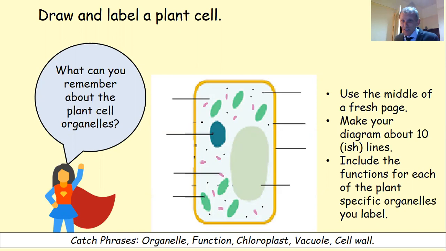So again, guys, give yourself a good crack of time here, a good 5-10 minutes, however long you need. Draw out this diagram in the middle of a fresh page, big diagram, make it about 10 or so lines, and nice clear labels. And where possible, if you can remember the function of the organelles, add them in. But on this diagram, you will only need to add the functions for the organelles that are specific to plant cells. So pause the video now, give yourself a good 5-10 minutes to draw this diagram and then label it and add the functions of the plant specific organelles.